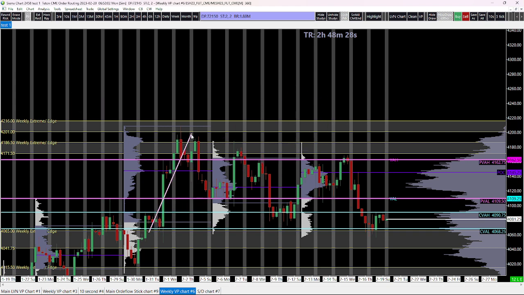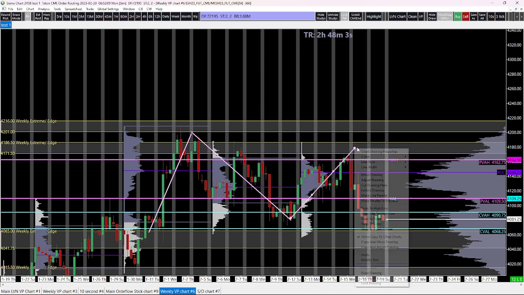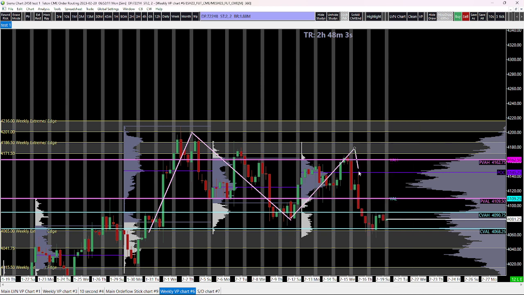We kind of have a little formation going, a head and shoulders in a way. But we'll have to see about that. I'm not the best at those type of formations, those shapes.